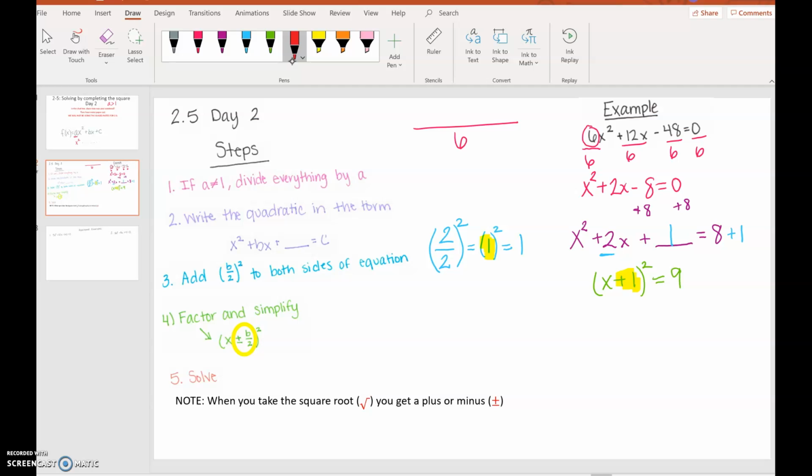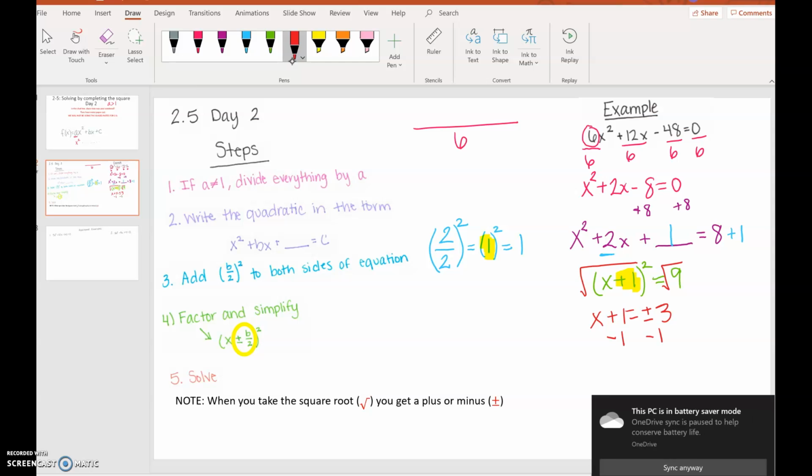Right now it's being squared, so let's get rid of the squared by taking the square root. When I do that, that gets rid of the squared and I'm left with just x plus 1, and that's equal to the square root of 9, which is plus or minus, and the square root of 9 is 3, because I can do negative 3 times negative 3 and get a positive 9. I can also do 3 times 3 and get a positive 9. Then next, we are still solving for x, so we're going to subtract 1 on both sides.